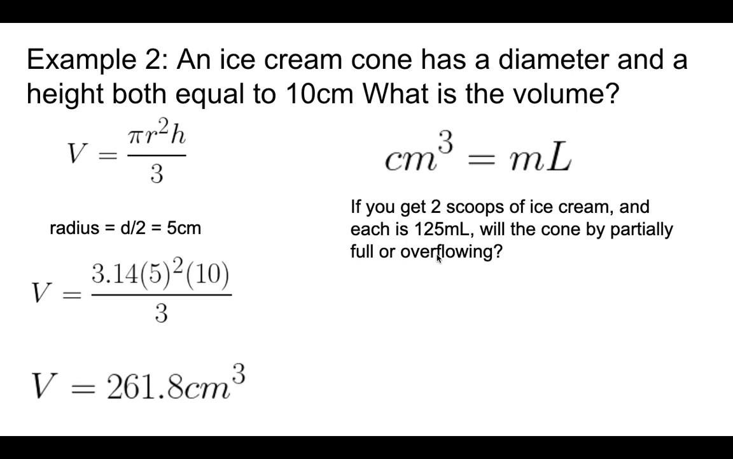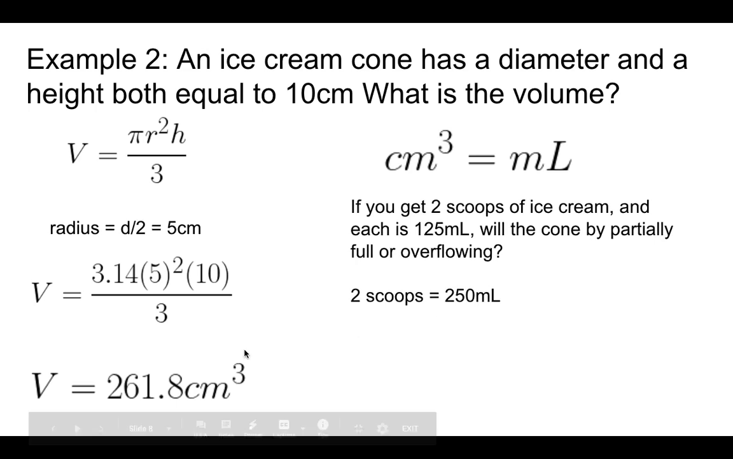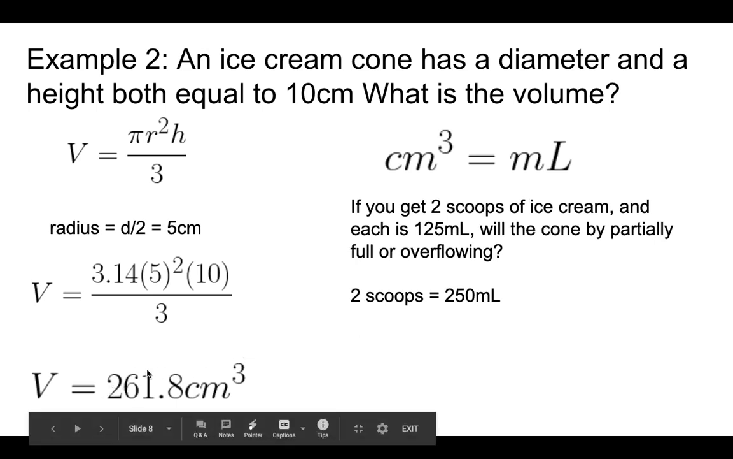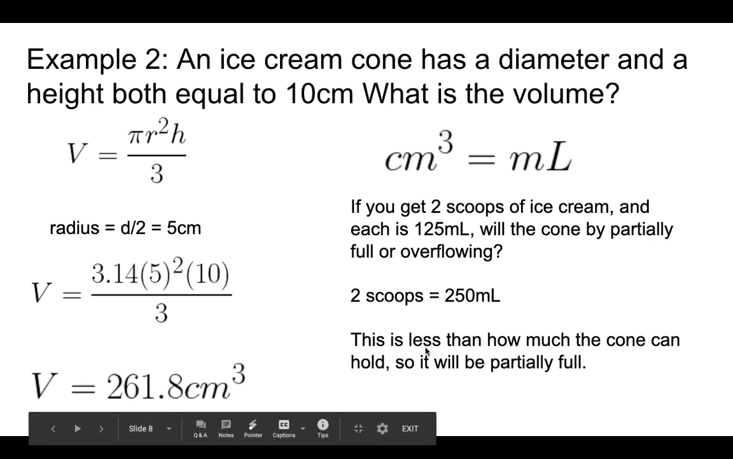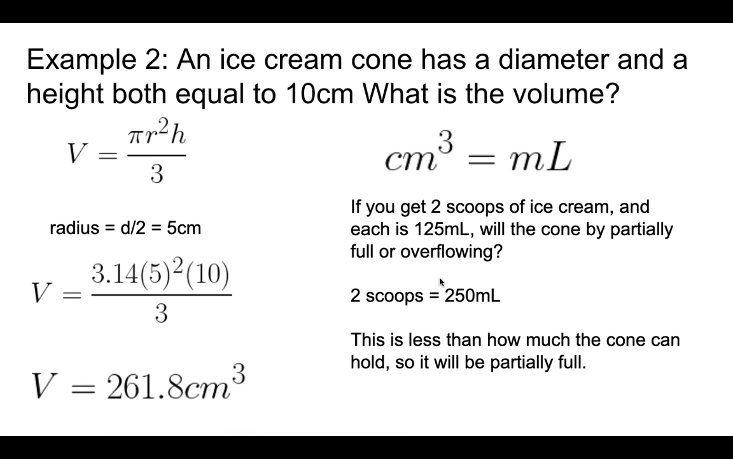Well, one scoop of ice cream is 125 milliliters, while two of them is going to be 250. And you can see 250 milliliters will fit into the cone. That means this is less than how much the cone can hold. So it will only be partially full if you squeeze it all the way to the bottom.